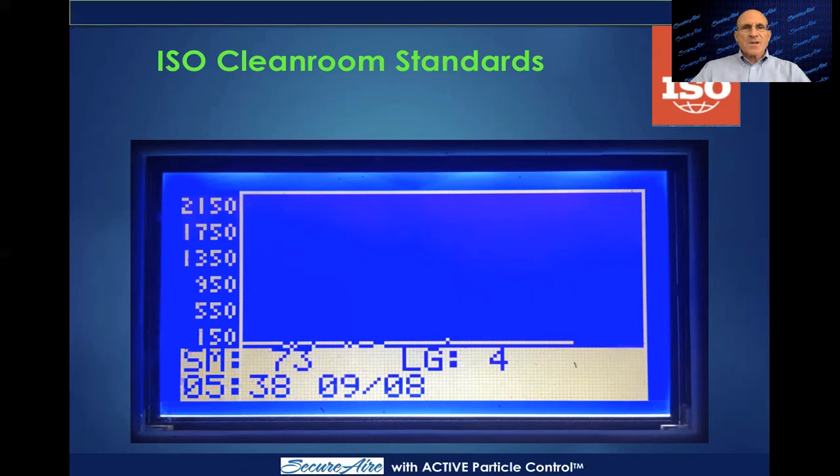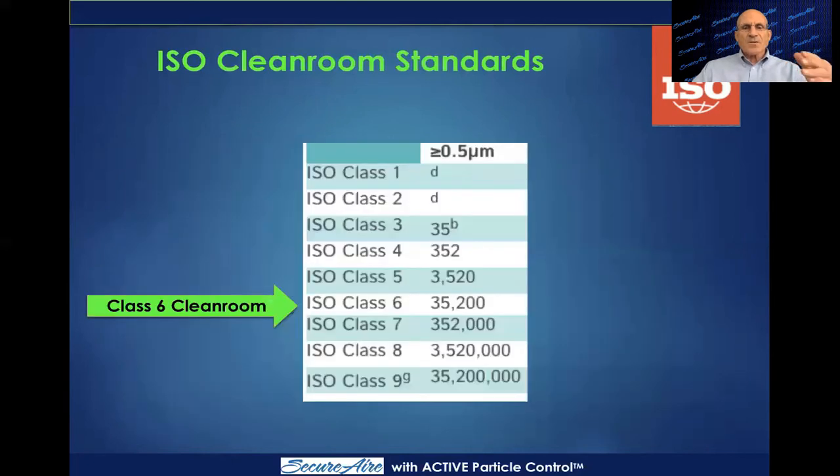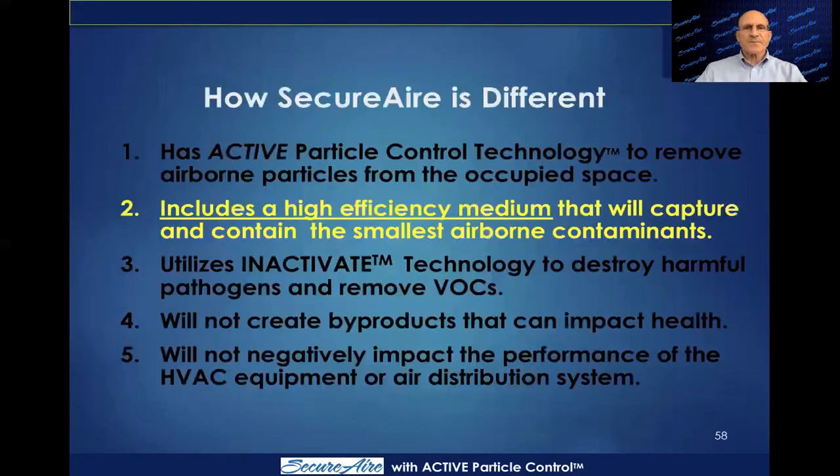So when I started, it was hundreds of thousands of particles per cubic foot prior to turning the SecureAire on. Within 48 hours, I had dropped the particle count in my home all the way down to the equivalent of a class 6 clean room. Amazing. And that meant that we had to do something to take the smaller particles and get them larger and move them back to the cartridge and capture them. And that's what active particle control does.